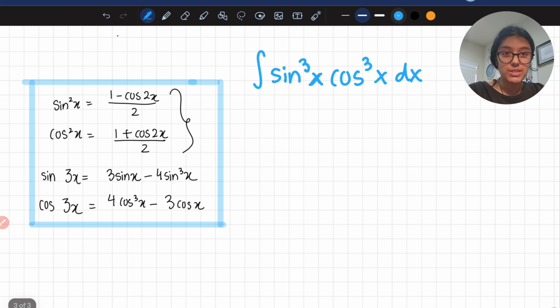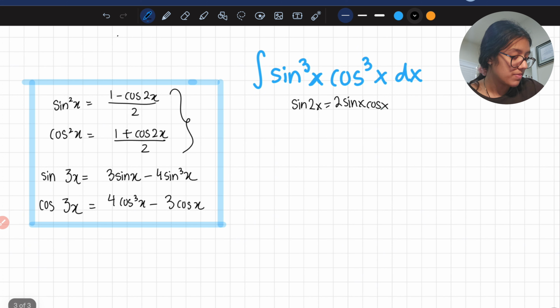All right, so for our last problem, we have integral of sine cubed x times cos cubed x dx. Once again, I'm going to give you guys a hint to solve this. Sine 2x is equal to 2 sine x cos x. But I'm going to go over the solution right now.